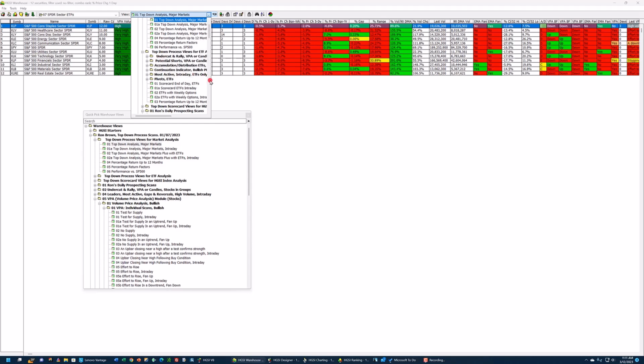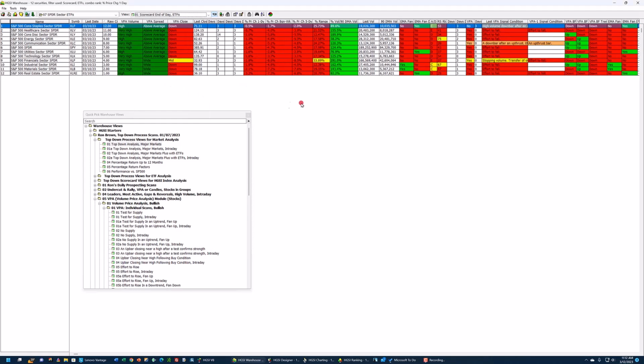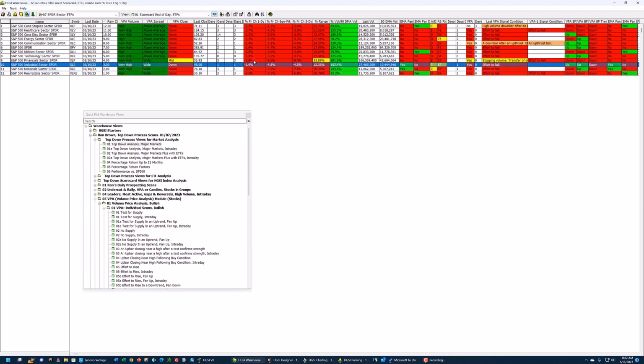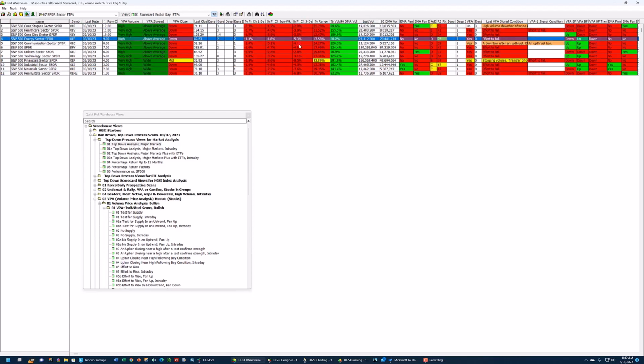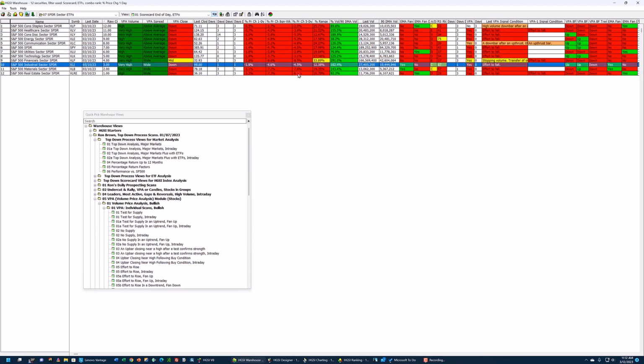But if I want to look at just ETFs, I just move down for ETF analysis and go to scorecard 1. And you can see what happened with these sector ETFs. Every one of them was down last week, with the consumer staples having the least damage. The worst damage was real estate, materials, financials, and so on. I'm sorry, this is 1 day. Here's 5 day. This is the column I wanted to look at. You can see how much damage was done over a 5-day period.